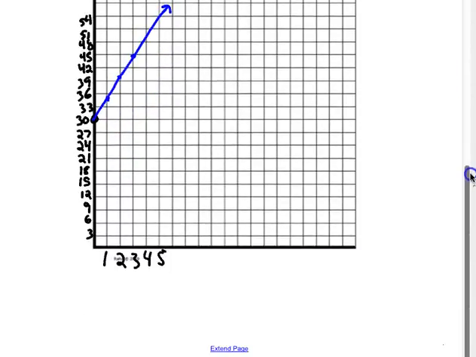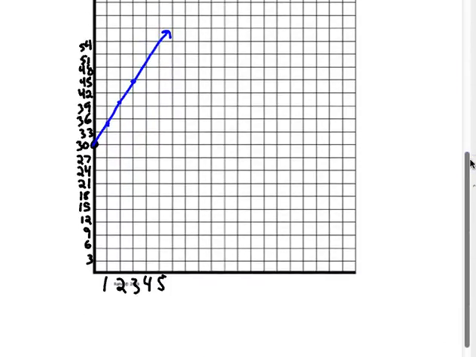The other one starts at 21, so starts down here and goes up by 8. All right, so if I go up 8 over 1, that'll put me up at 29. Up 8 over 1, so 29 plus 8 would give me 37. 37 plus 8 will give me 45.